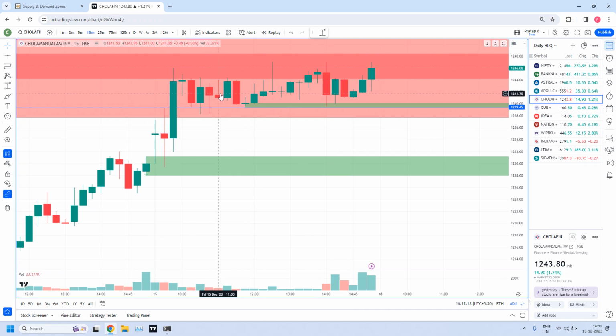But one point we should observe: it did not hit the stop loss. The reason it did not hit is that the supply in this zone is very, very strong, even though the demand is very strong today.